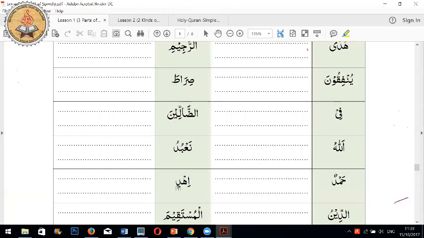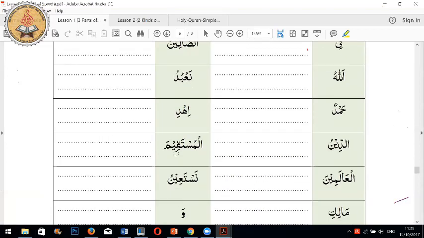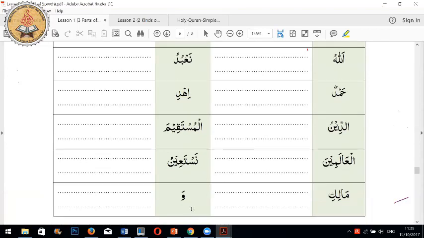And then ihdina as-sirat al-mustaqim, ad-din, al-mustaqim, al-alamin, nasta'inu, maliki, wa. Now, in 1.5, I did not mention wa. I mentioned bi, ila, fi, or li. You would say wa means and. It is very common, wa means and. Where should I put that one? I have not been taught. In table 1.4 or 1.5, wa is not mentioned.